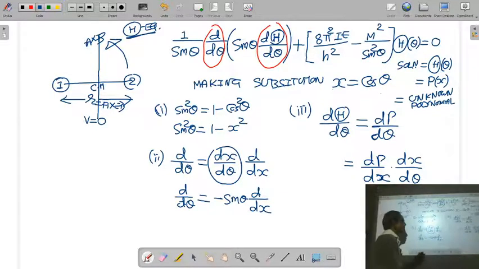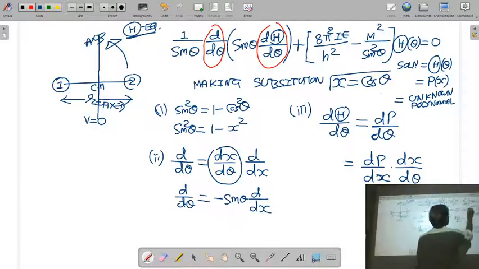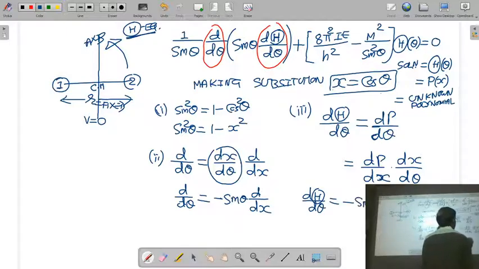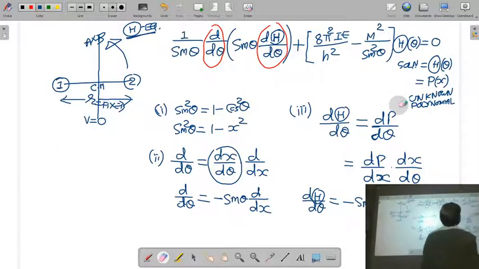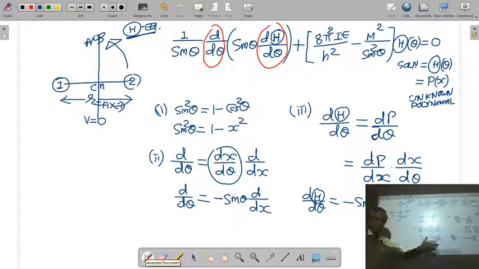Now again we have made the substitution x is equal to cos theta. So what is dx by d theta? The derivative of x with respect to theta, the derivative of cos theta, will be minus sin theta. So the value of d capital theta by d theta we will get is minus sin theta dP by dx. Now we will substitute these values into the theta equation. Please remember, what is this P? P is the unknown polynomial which is the solution of the theta part of the Schrodinger equation.